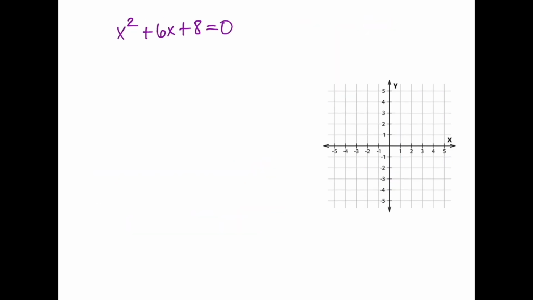Now we can graph by completing the square. The first step is to move this plus 8 by subtracting 8 on both sides. We have x squared plus 6x, leave a space, and it's going to equal negative 8. Now we're going to take half of 6, which is 3. We're going to square it and add that to both sides.